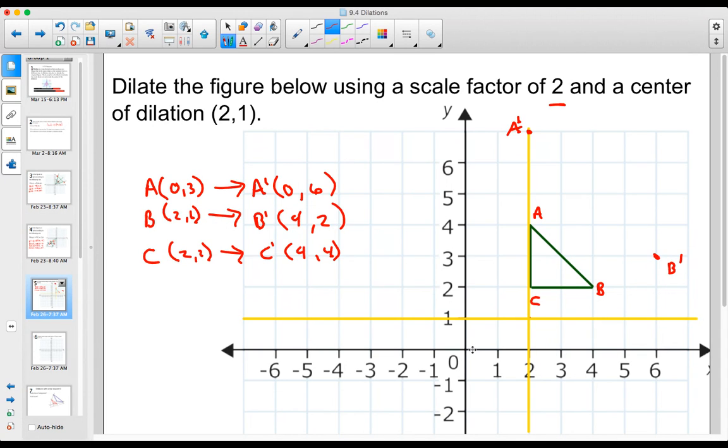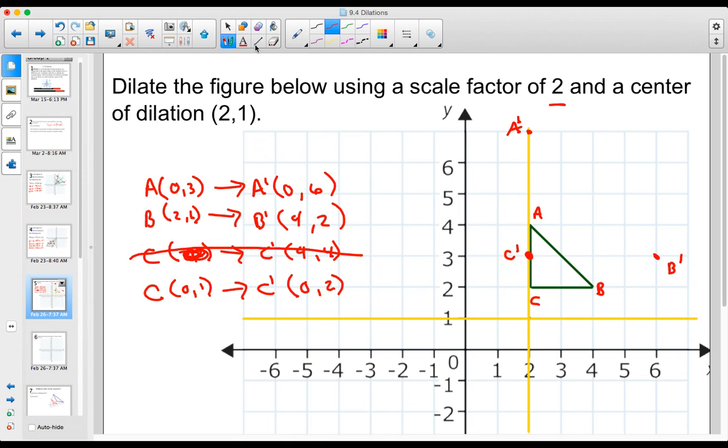I feel like I did something wrong. Oh, I'm using the wrong axis. Sorry. C is at 0, 1. Let's do these again. I was using the wrong ones. You have to be careful when you're doing this. So I'm going to double. That becomes 0, 2 because I'm doubling them. So right here would be C prime.